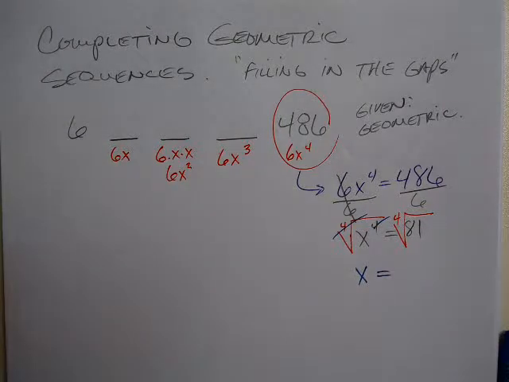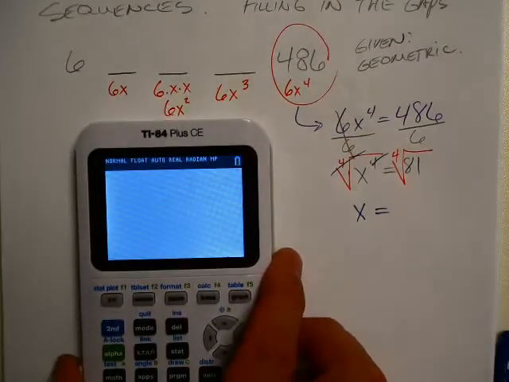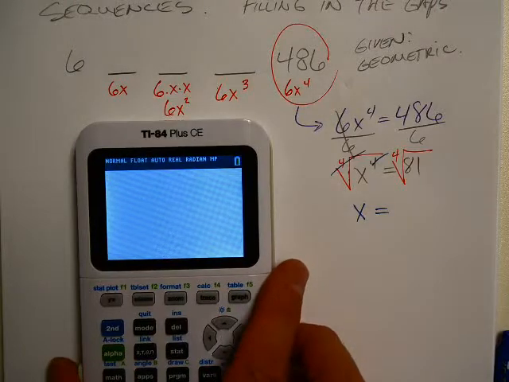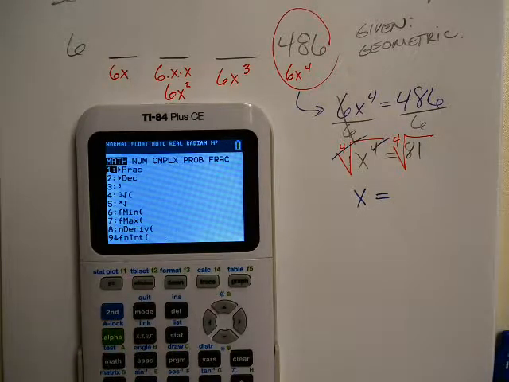And now I need to take the fourth root of 81. There's a few ways you can do it without a calculator, but it's handier with a calculator. In this calculator, I have a little key over here on the left side called Math, and I'm going to press the Math key. And it comes up with some choices here right underneath it.